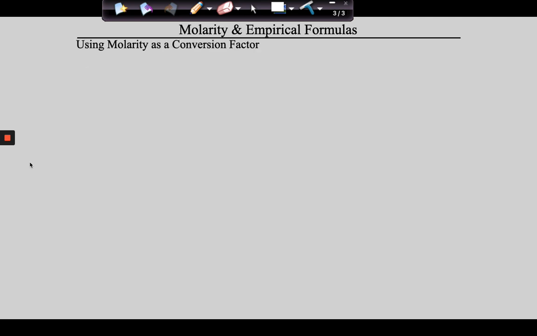So guys, the next thing that you need to be able to do is use molarity as a conversion. Using molarity as a conversion. Again, let me show you an example of what we're talking about.